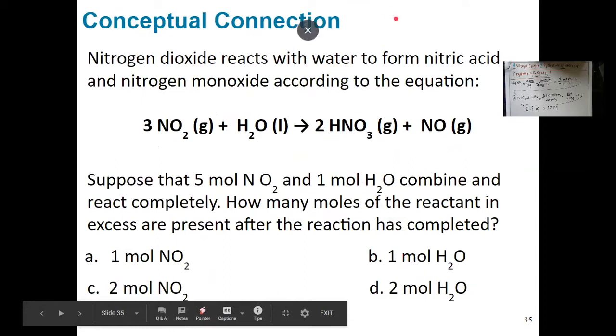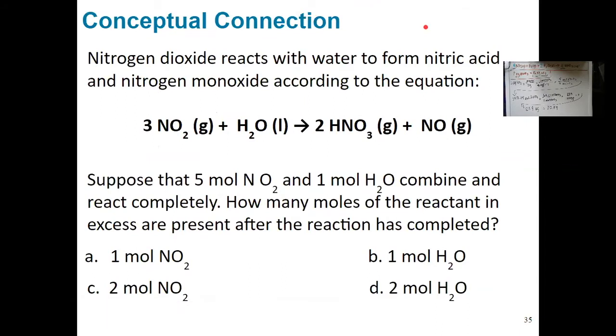Okay, so let's take a look at this. Nitrogen dioxide reacts with water to form nitric acid and nitrogen monoxide according to the equation. Suppose that 5 moles of NO2 and 1 mole of H2O combine and react completely. How many moles of the reactant in excess are present after the reaction has completed? We can set up a couple of simple conversions to look at this. I can do it on my whiteboard for some clarity.